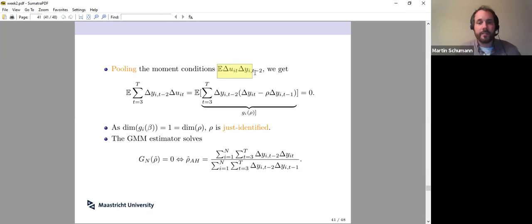So we have this here for all t from 3 to capital T. So we pool those moment conditions. This is our moment function. And you see that the dimension of g_i is simply 1 because we again use this pooling here. And that's the same as the dimension of rho. So rho is just identified. And then the GMM estimator is simply the IV estimator. And here we go. So that's a very simple idea. It's actually kind of clever, and it works pretty well.